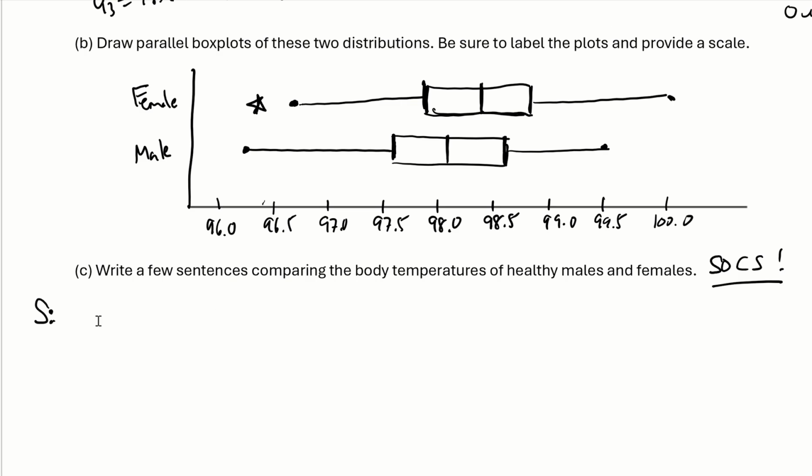Okay, so when you talk about the shape, you can get a point for saying that the distributions are both approximately symmetric. That would be correct based off of the box plot. Again, when you're doing the SOCS, it's following from part B, right? So they're saying write a few sentences after you do this, which means you're probably going to be using the box plot when you're doing the shape, outliers, and stuff like that.